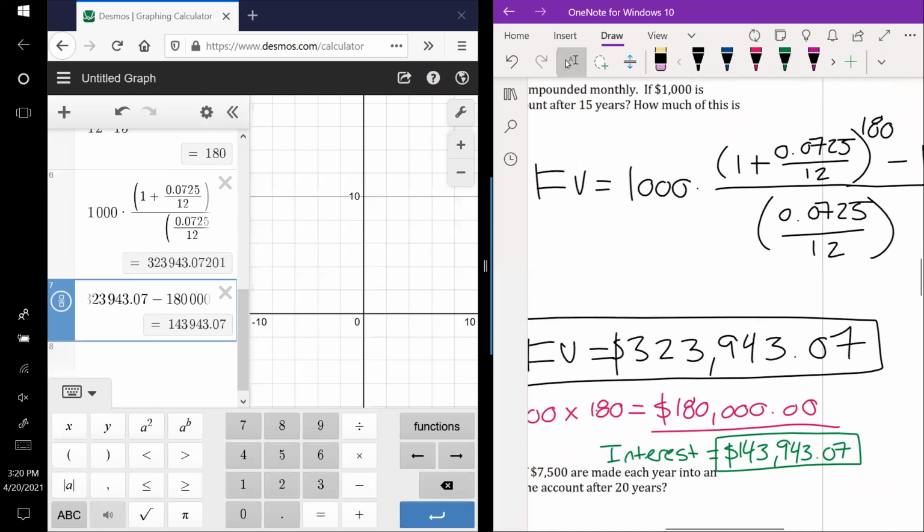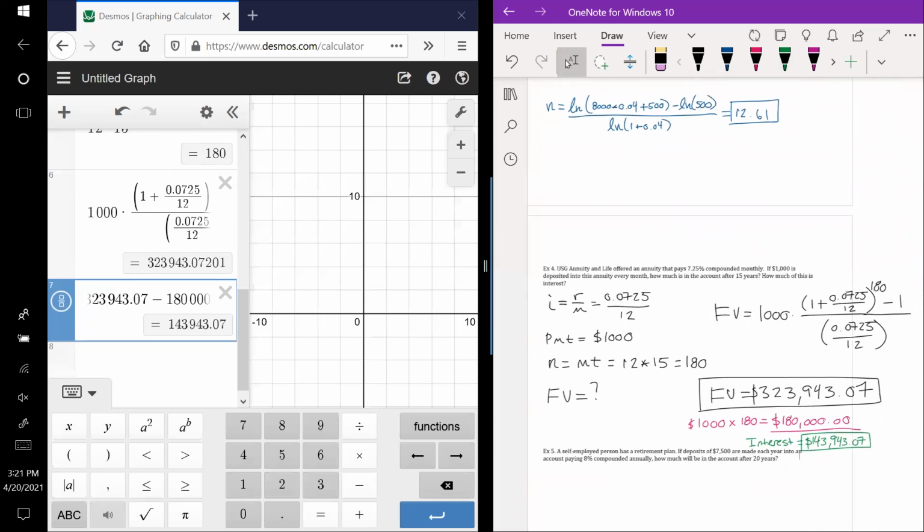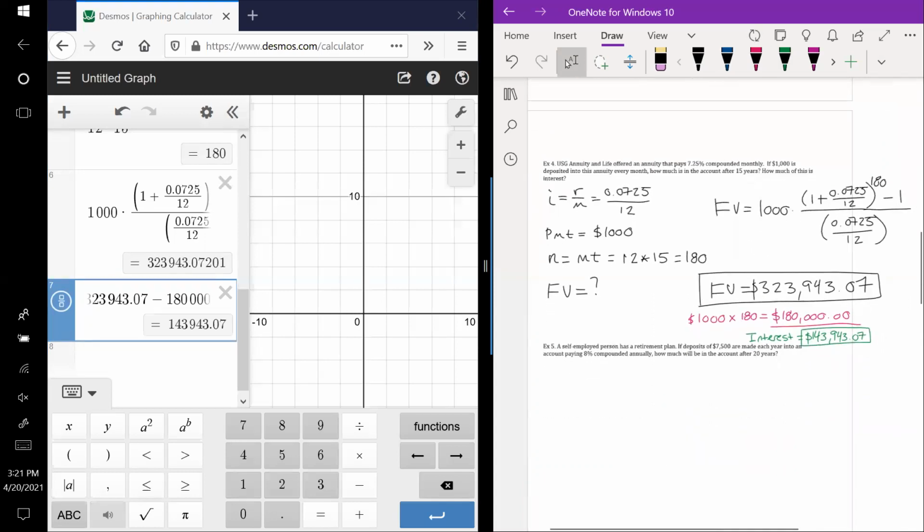Okay. So that is, again, another future value problem. Any questions on that? All right. Let's keep going.